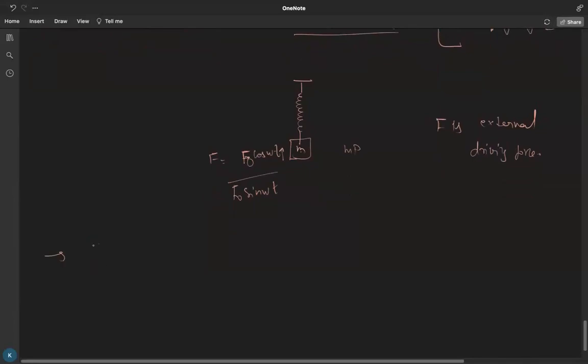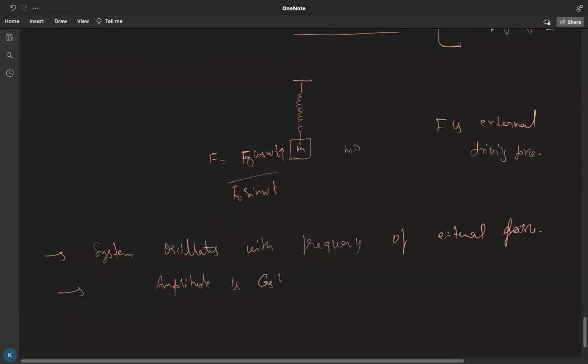Now here a few things are happening. Let me write here: system in steady state. I'm not talking about the transient state or initial state, I'm just talking about the steady state. The system oscillates with the frequency of the external force. And the second thing is that the amplitude is constant. So in forced oscillation we have a constant amplitude and a continuous external force acting on the system, which is also called the driving force, right?